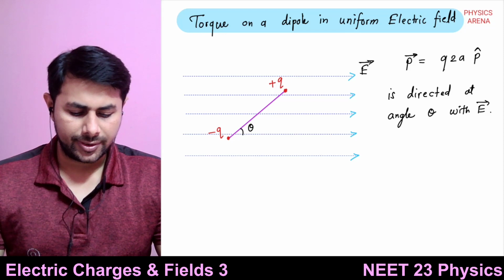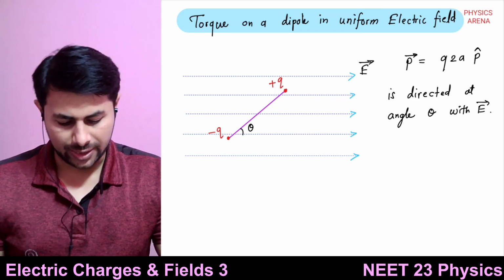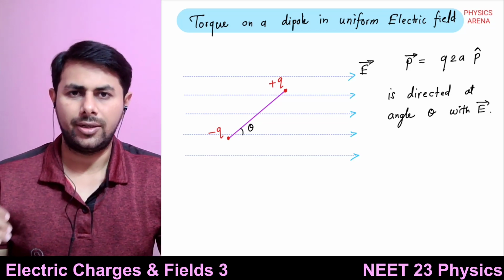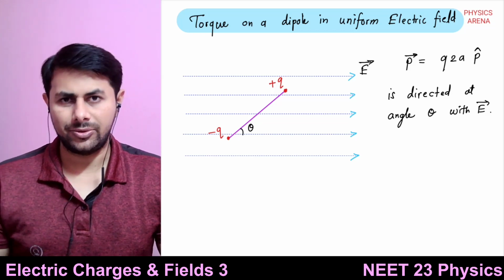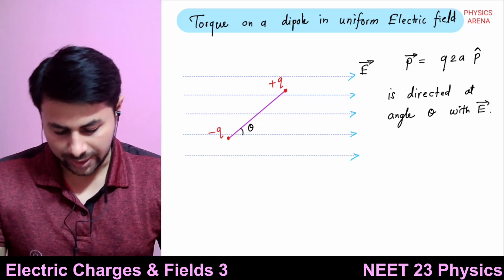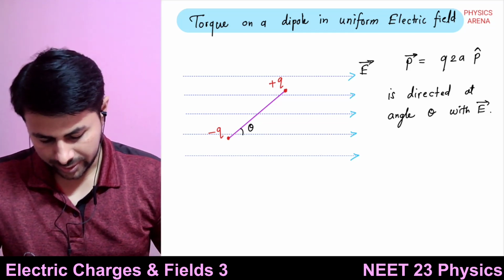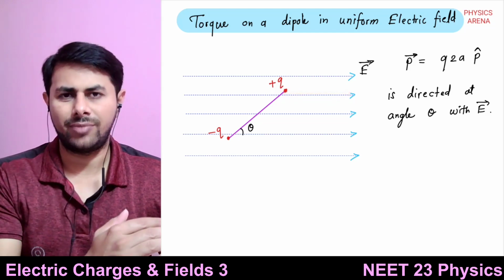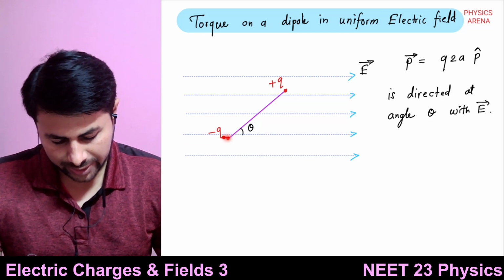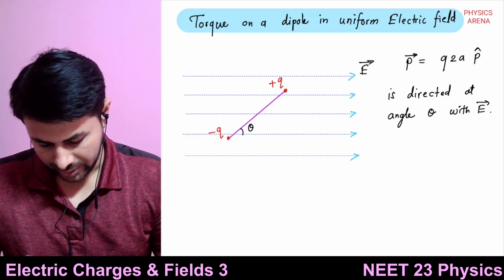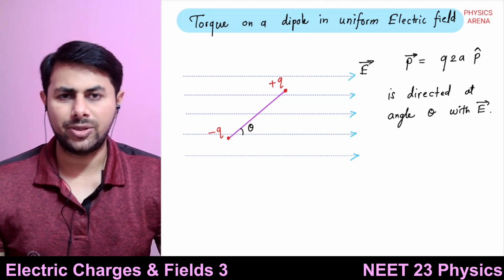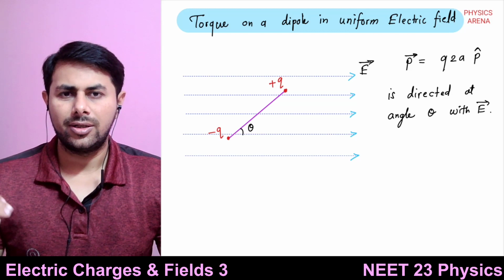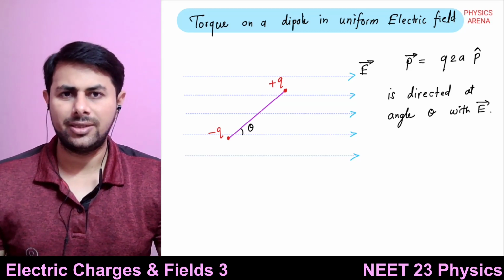So now what happens? Why is there a torque acting on this dipole? There would be a force acting on positive and negative charges due to this electric field, right? Force on the positive charge will be directed like this. It will be pushed by the electric field, and force on the negative charge is directed like this. These are equal and opposite forces because the charges are equal in magnitude, and the force due to the electric field acting on them is equal.